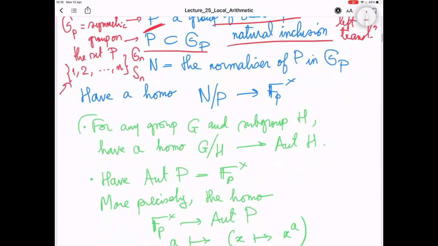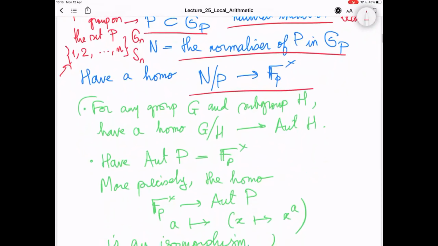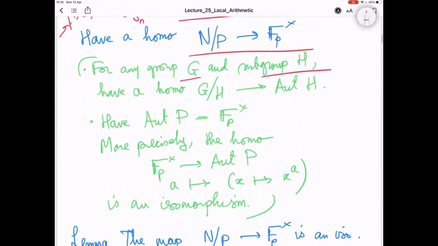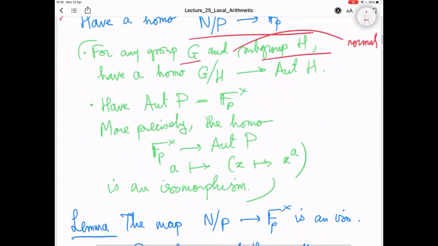Okay, and then I can speak of the normalizer of capital P inside SP. We always have a homomorphism from N modulo P to FP star. In general, if we have a group G and a subgroup H, well, of course, the subgroup has to be normal, right? So if you have a group G and a normal subgroup H, then we have the quotient G modulo H, and we always have a homomorphism from G modulo H to the group of automorphisms of H.